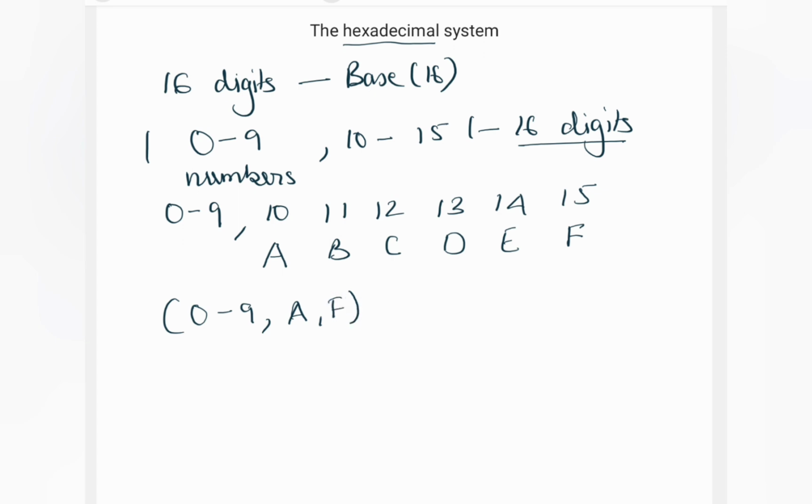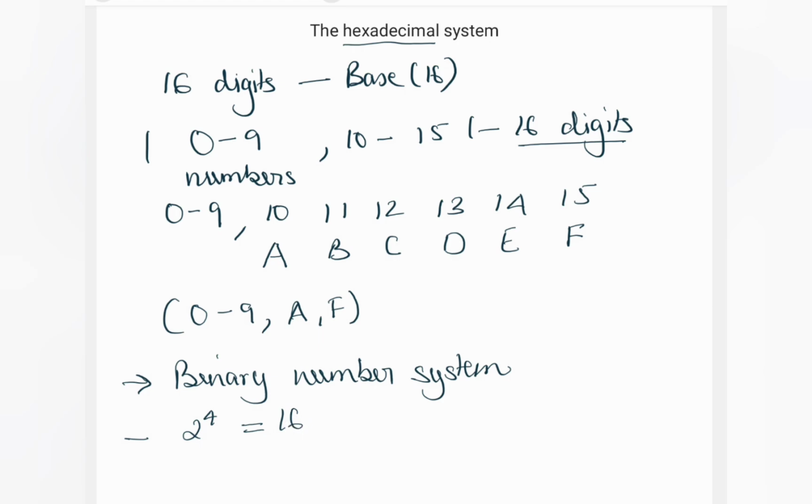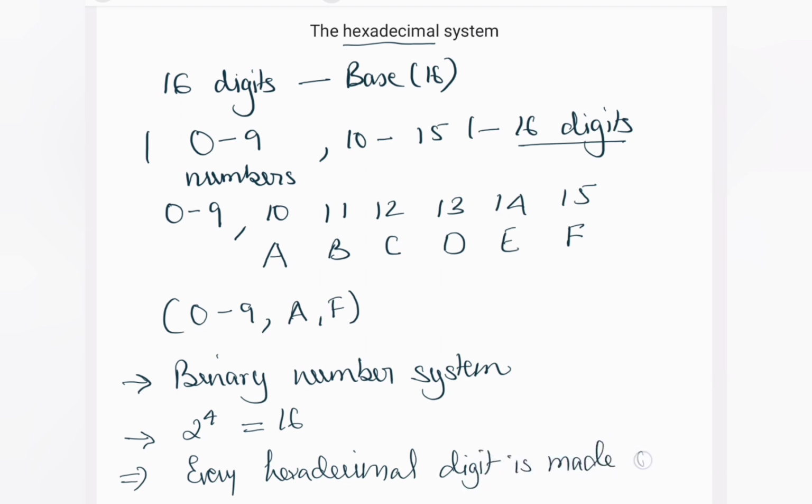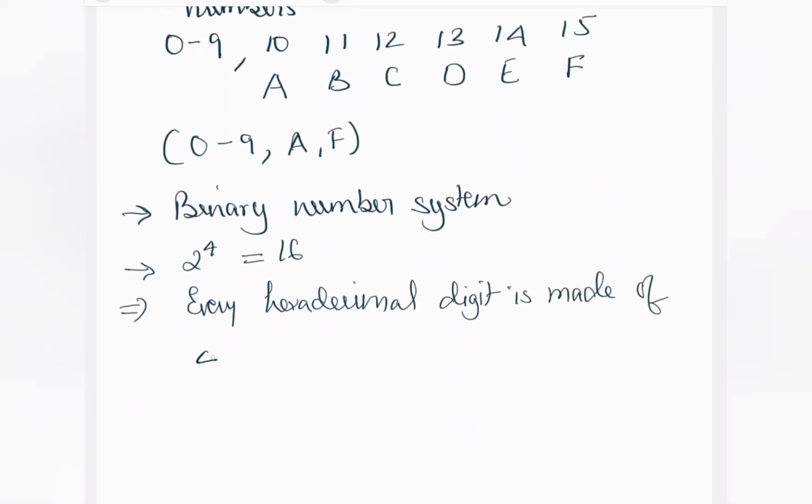The hexadecimal number system is very closely related to the binary number system, which relates to the equation 2 raised to the power 4 is equal to 16. That simply means every hexadecimal digit is made of 4 bits.